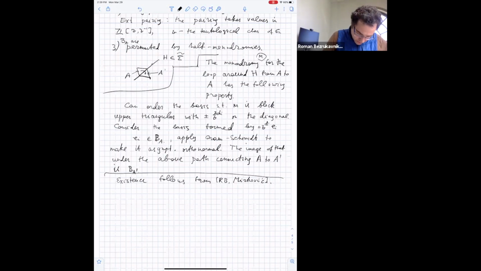And then, why are we interested in these things? So the key point is that these bases are formed by classes of the basis given by the classes.